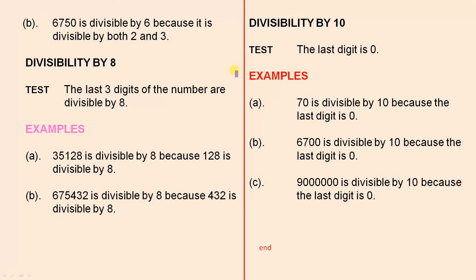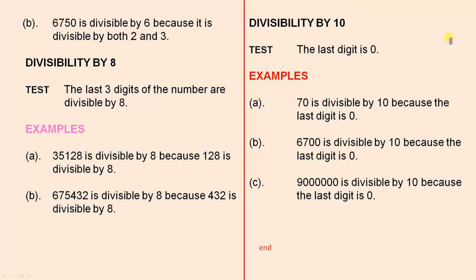Divisibility by 8. The last three digits of the number must be divisible by 8. Some examples. 35,128 is divisible by 8 because 128 is divisible by 8. They're the last three digits and they form the number 128, and that is divisible by 8. 675,432 is divisible by 8 because 432 is divisible by 8.